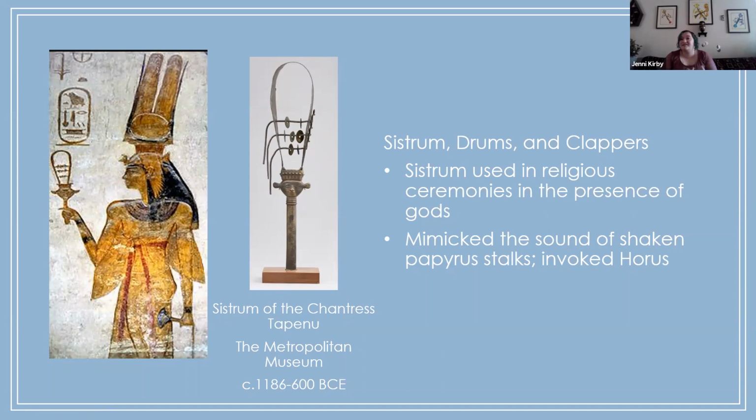So here we have a very ornate priestess with her sistrum. And then here is a sistrum, again, from the Metropolitan Museum. And you can see they're very elaborate instruments.